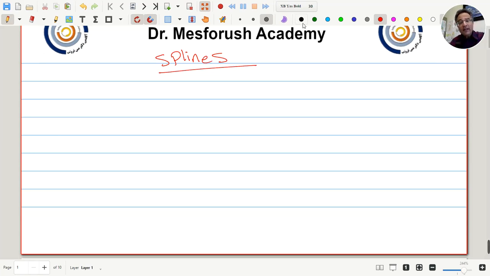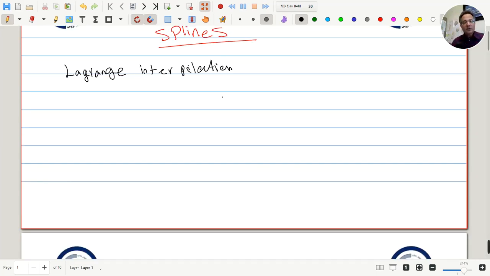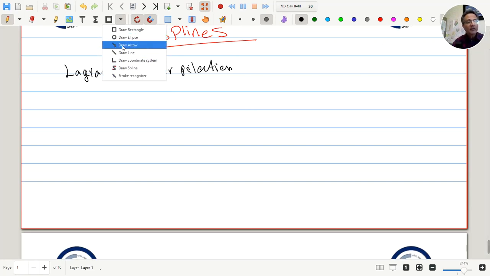In the previous lecture, we saw some different kinds of interpolation. For example, we had Lagrange interpolation, and if I want to show you the Lagrange interpolation in a figure, I can show something like this.